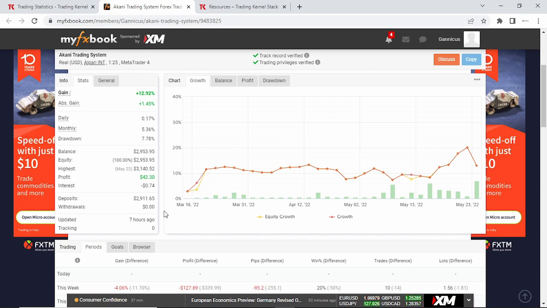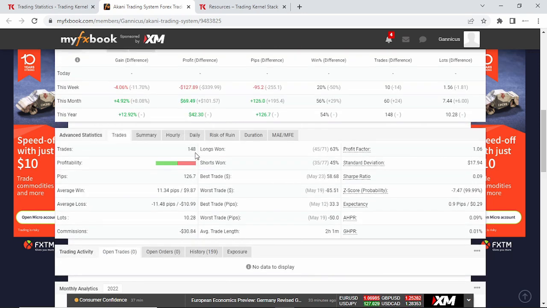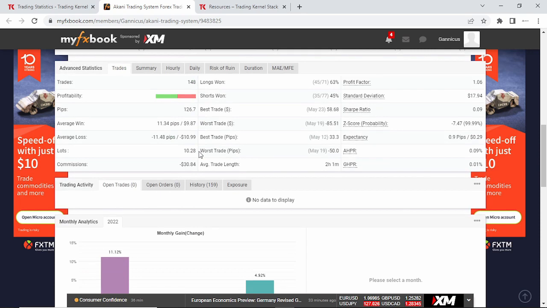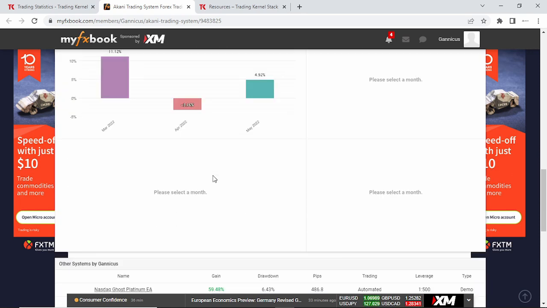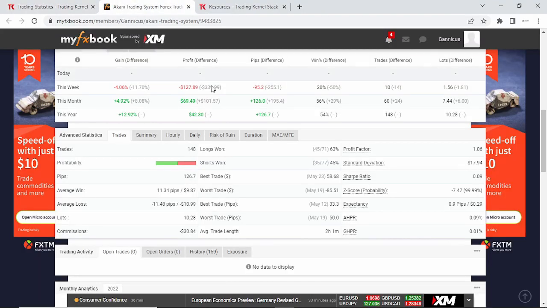Okay, when the spread is going to be really high. So you can see we made a profit of 42, and you can see our highest was at 3140, and now we are down to 2953. That depends on your risk. So we have had about 148 trades, and this is available on our website, on our trading statistics. Just come to FXBook statistics and you can see everything else that you can see here.